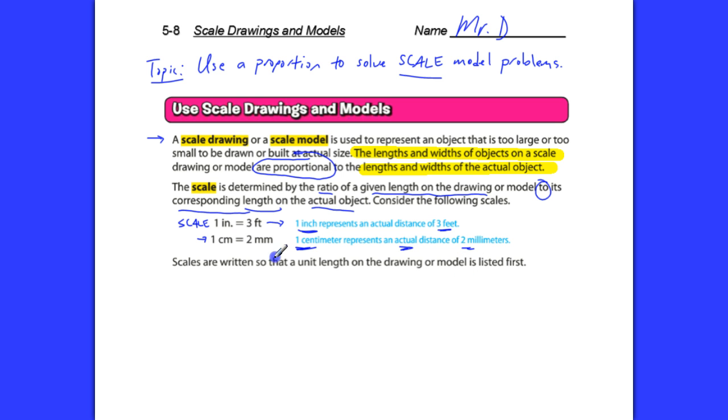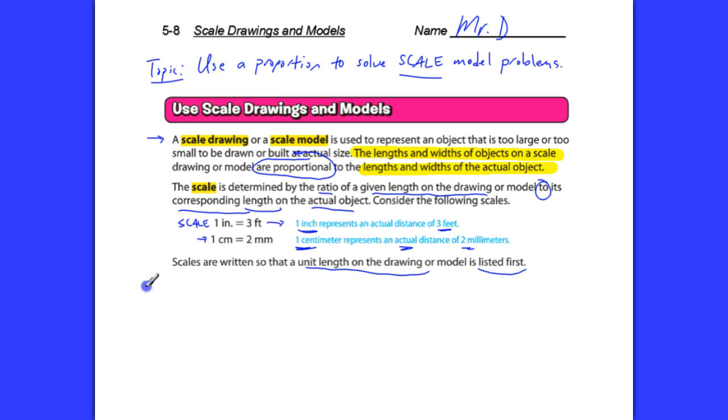So the bottom one you would have an object that is bigger than the actual thing. Let's say you wanted to look at a blow-up picture of a little tiny object such as an ant, and you want to make a large ant, you might use the bottom one here, or if you want to make something smaller, you might use the top one there. So the scales are written so that the unit length on the drawing is listed first. That's important to understand: the drawing or the representation is the first thing that's listed.